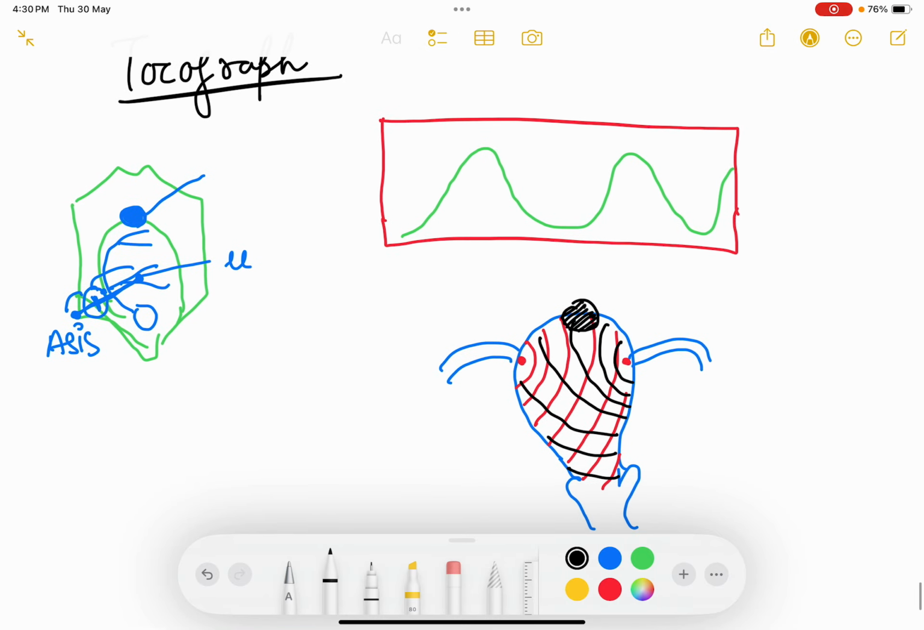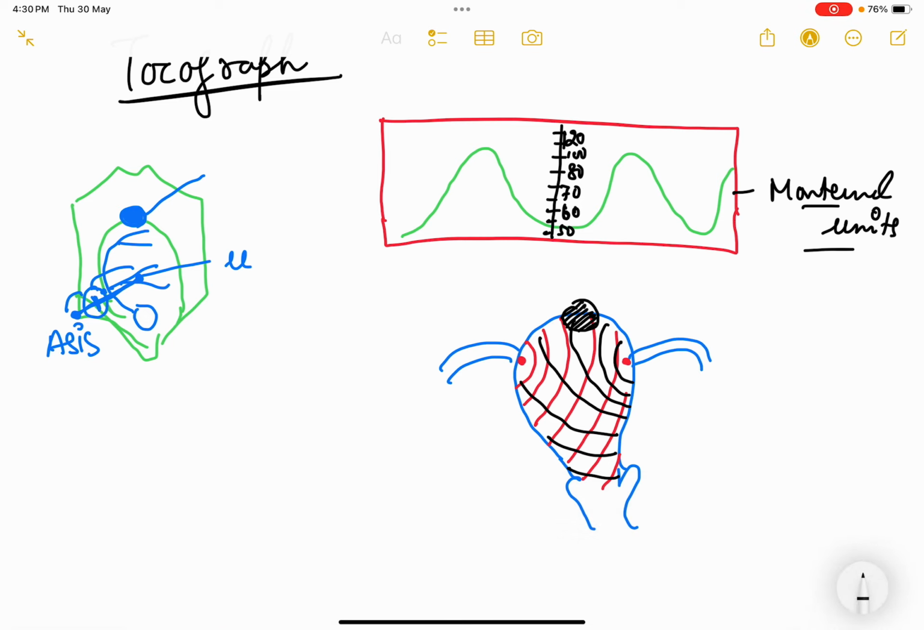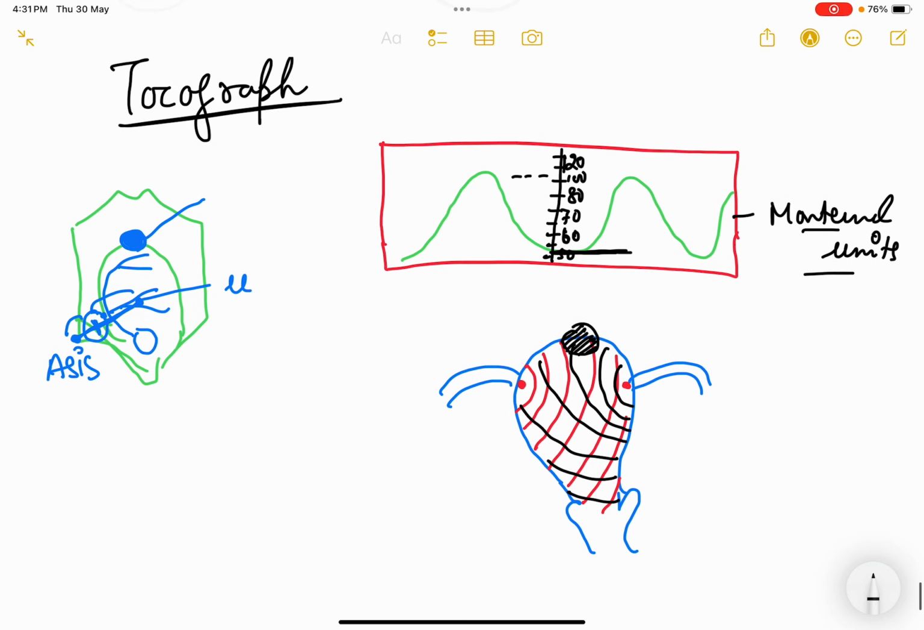So as I have already told, uterine contractions are measured in a unit of Montevideo units. Now how do you calculate the Montevideo units? For that, you will find that this is a graph which is showing values. Okay, there will be values like, suppose it starts from 50, 60, 70, 80, 90, 100, like this it will go on. So what you do is, you measure the baseline uterine pressure. Suppose it is 50, 50 millimeters of mercury is the baseline, and then the highest peak is at, suppose, 110.